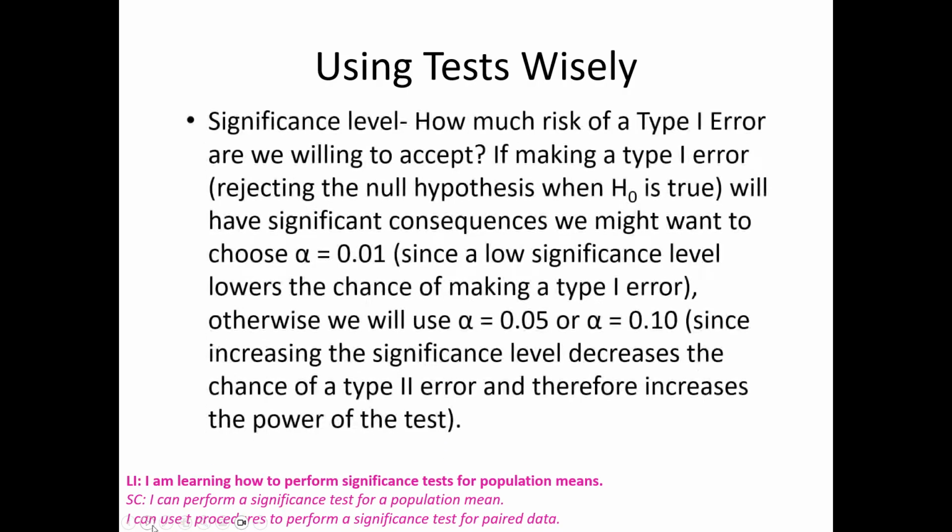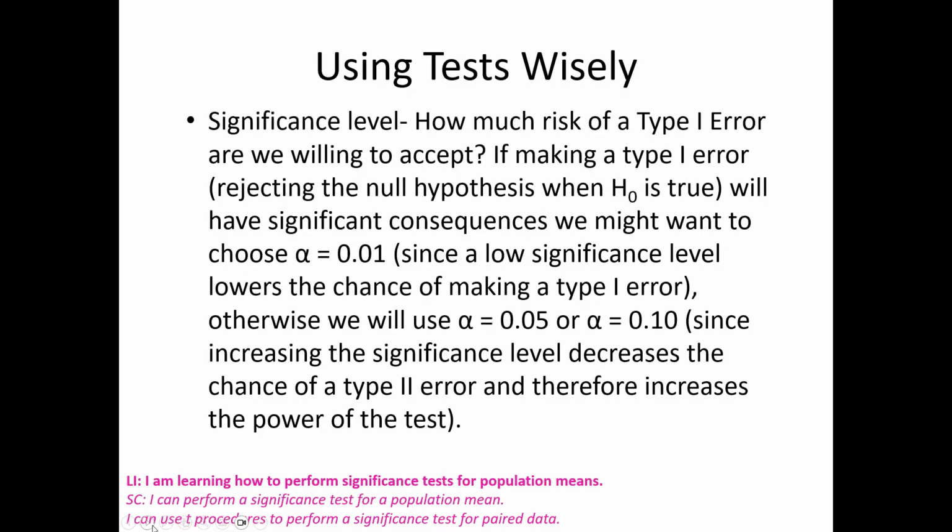So using tests wisely, significance level is basically, remember, the risk of a type 1 error, or the probability for a type 1 error. And so how much are we willing to accept? If making a type 1 error, which means rejecting the null hypothesis when it's true, will have a significant consequence, we might choose a smaller alpha, since a low significance level lowers our chance of making a type 1 error. Otherwise, we use 0.05 or 0.10.